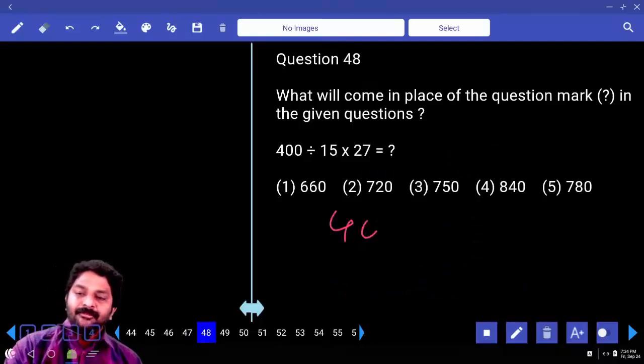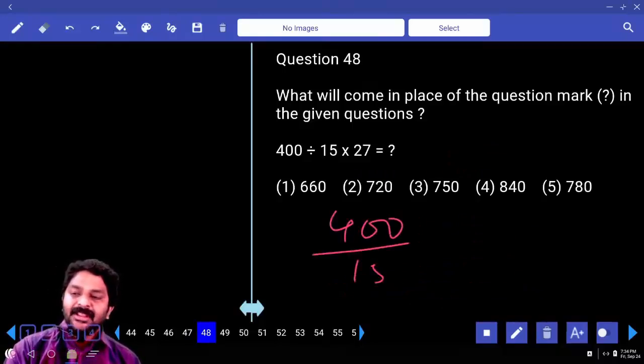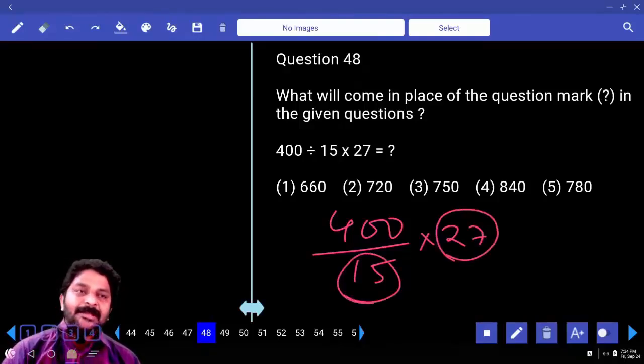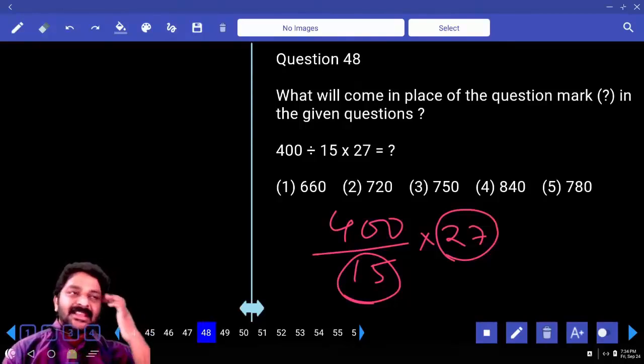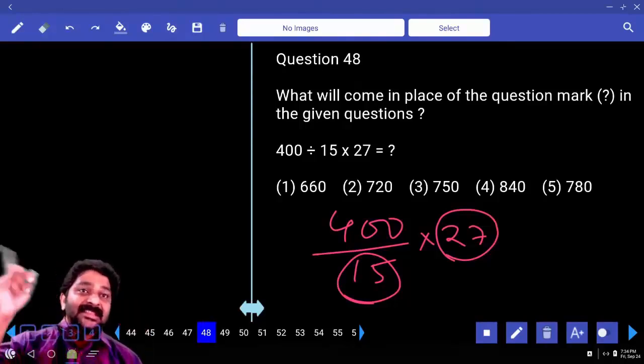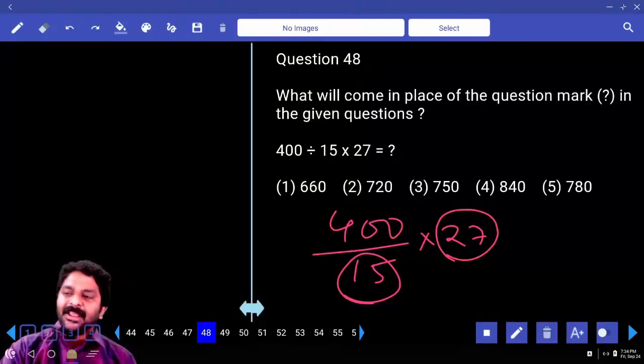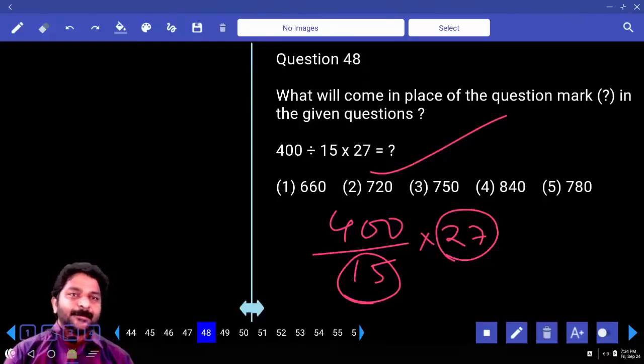Next, 400 divided by 15 into 27. This is 3 cube multiple and you have only 3 multiple in denominator. Cancellation happens and you will have answer 3 square multiple. Come on. 9 multiple. How many 9 multiples are there? Only 1. Second option final.